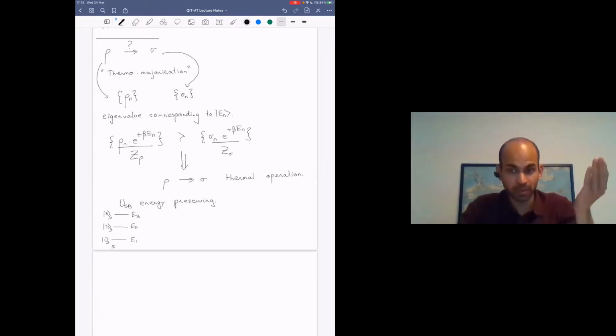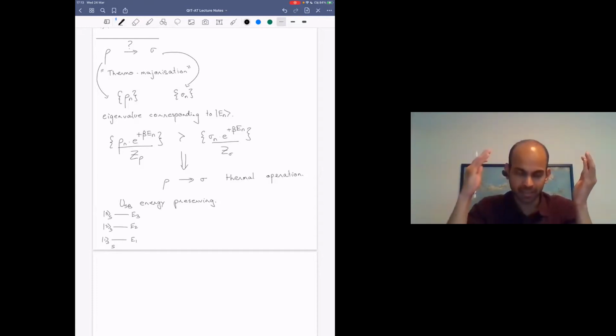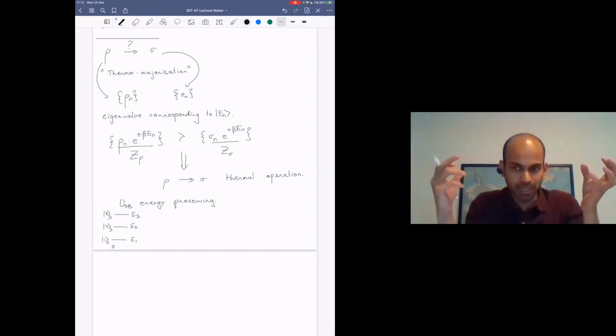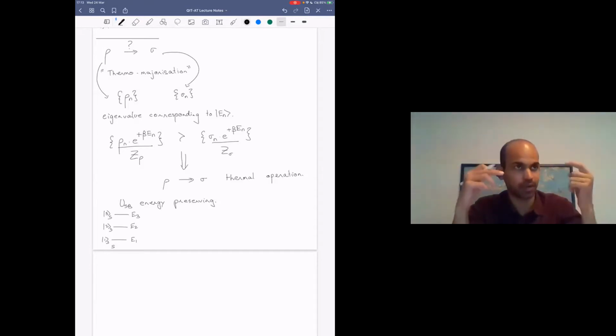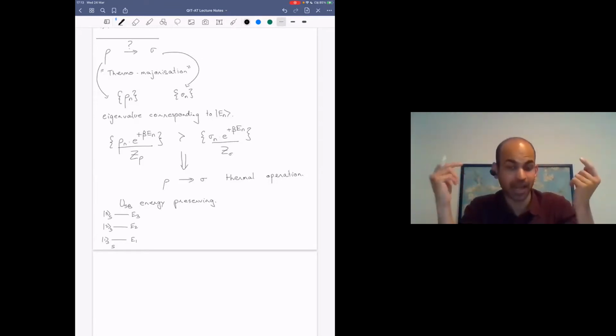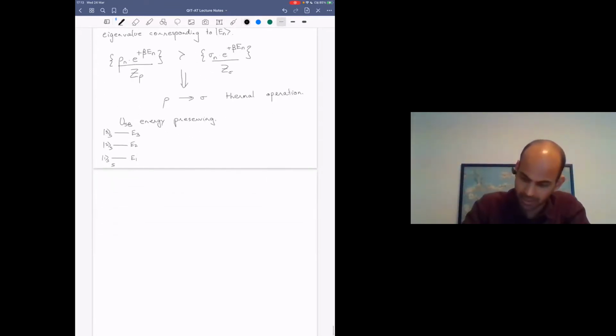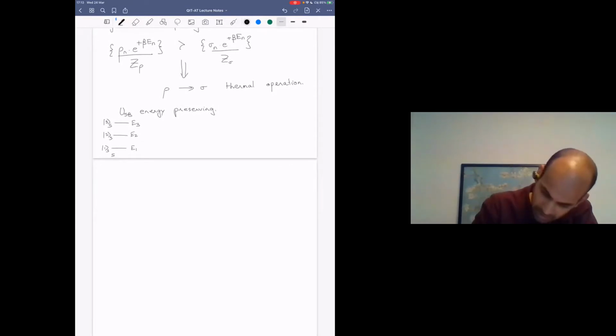However, the point about thermal operations is that we are allowed to bring in any state that we like, any Hamiltonian that we like from the bath. So of course, the best thing to do is going to be to bring in Hamiltonians that do allow us to shift populations around, which are Hamiltonians that create degeneracies. I've run out of space. Let me start on a new page.